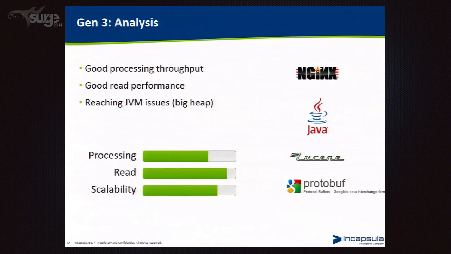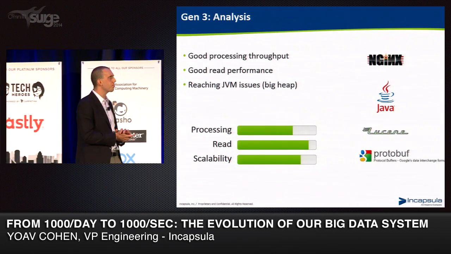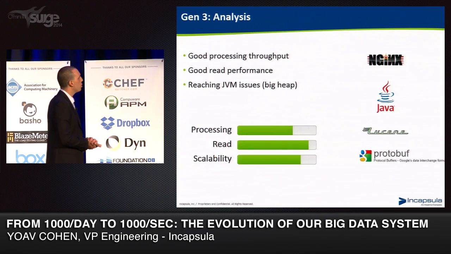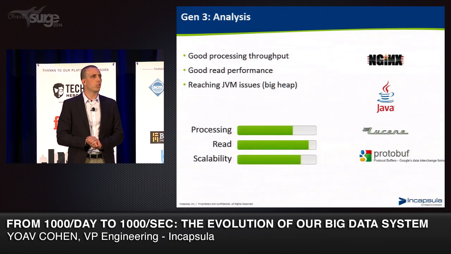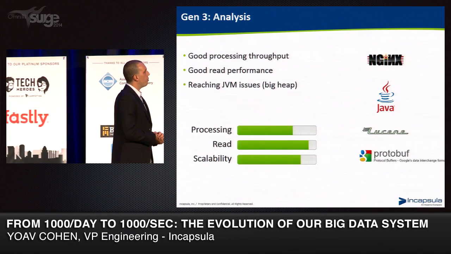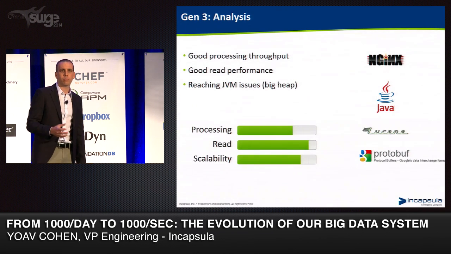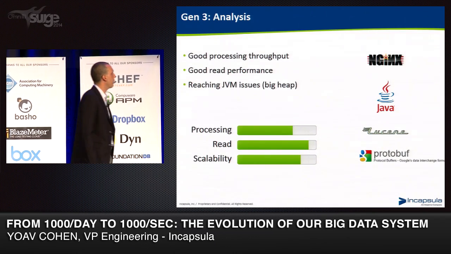So to analyze the 3rd generation, I would say that we have a pretty good processing throughput. I can give you some numbers. We can reach about 40 megabytes per second of data, of raw data that we process, which is a lot more than we could do before. I think that before in Gen 2, we reached about 6 megabytes per second. So now we have 40. We have very good read performance. The stats are just flying in, and all the searches for individual events are flying in, and we have more search features, which is a great thing.